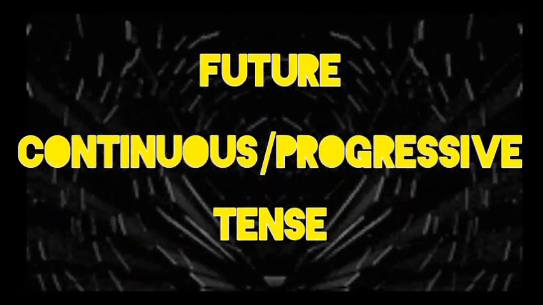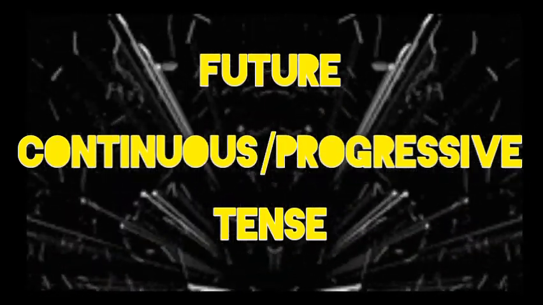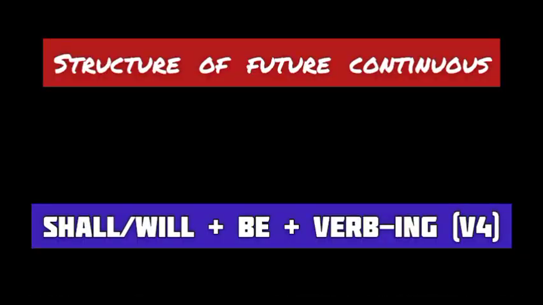Today's topic is the future continuous or the future progressive tense. But how to identify the future continuous tense? What is the verb structure of the future continuous tense? Well, the future continuous tense has the verb structure of the auxiliary verb shall or will plus be plus the fourth form or the ing form of the main verb.